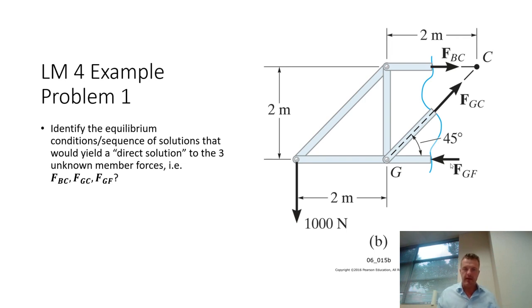What three equations could you write and in what order would you solve them in order to get basically a one equation, one unknown scenario? If you sum all moments about point C, you'll get FGF directly. If you sum all forces in the y direction, you'll get FGC directly. Given those two pieces of information, if you sum all forces in the x direction, FBC will be the only remaining thing that you don't know.